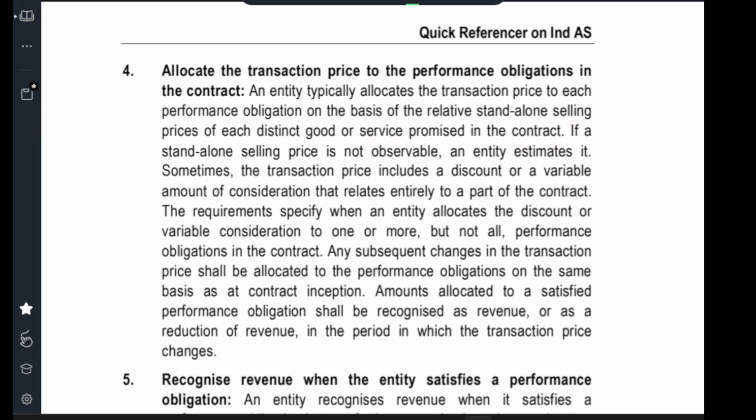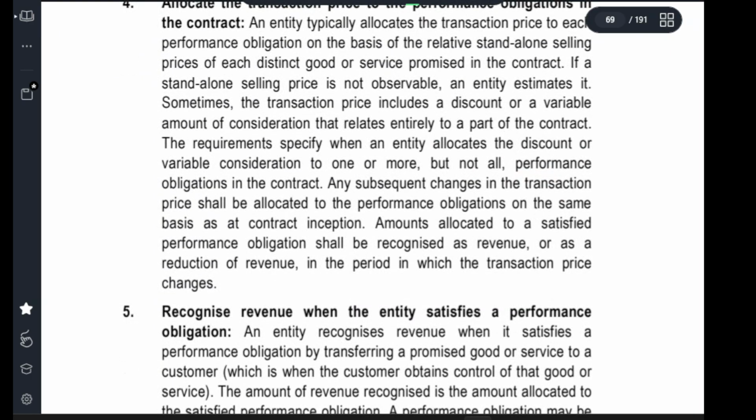The contract will be broken into different parts, and the total contract price will be allocated on the basis of the relative standalone selling price. So completing this is the cost, this is the revenue, this is the cost, this is the revenue. They will complete the total process and then derive it. If the standalone selling price is not observable, the entity estimates it. Sometimes a transaction price includes a discount or a variable amount of consideration that relates entirely to part of the contract.